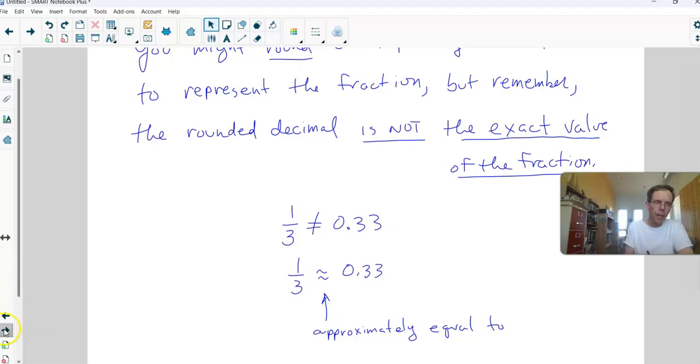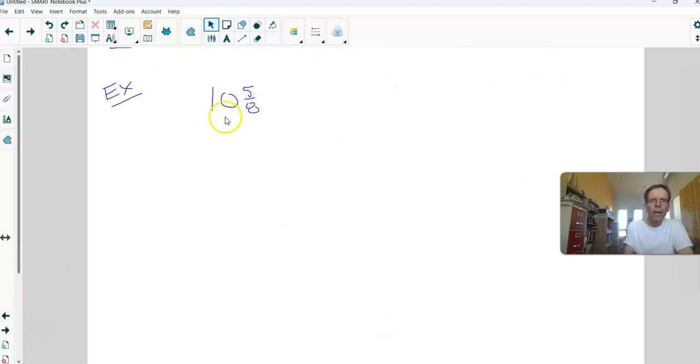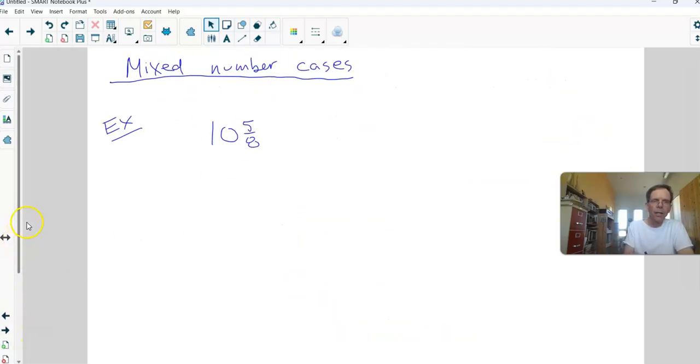Okay. How about a mixed number situation like this? Well, remember, 10 and 5/8 is really 10 plus 5/8. So if we could get the decimal representation of 5/8, we could add that to 10 and we'd have the full decimal number. So what's 5/8?